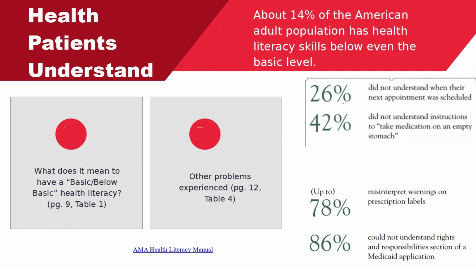And you might think that it's not difficult and that most people would be able to understand, but that's not the case. Also, 86% do not understand the rights and responsibilities section of the Medicaid application. Sometimes as well, some people can take medication with alcohol, but with some medication you're not supposed to, as it can make you groggy, so you're not supposed to drive after that. Those are some of the really big things that affect literacy levels. About 14% of the American adult population has health literacy skills at or below the basic level.